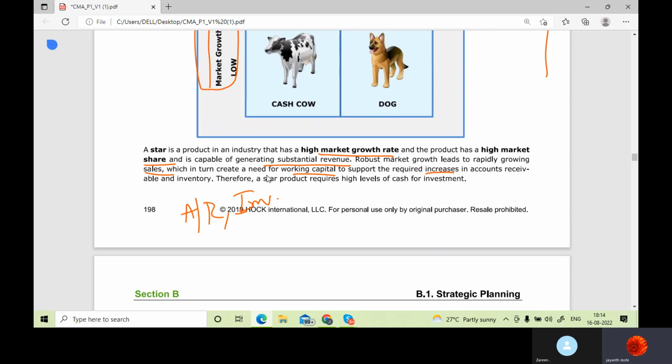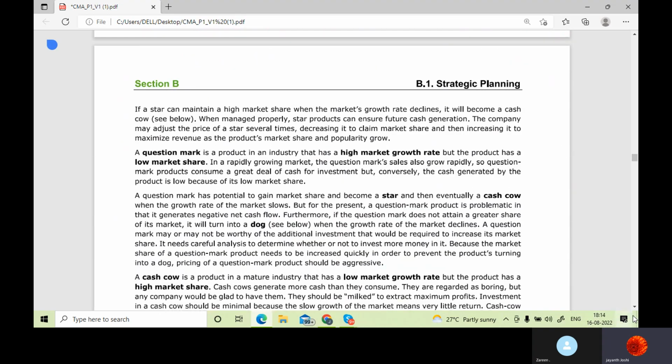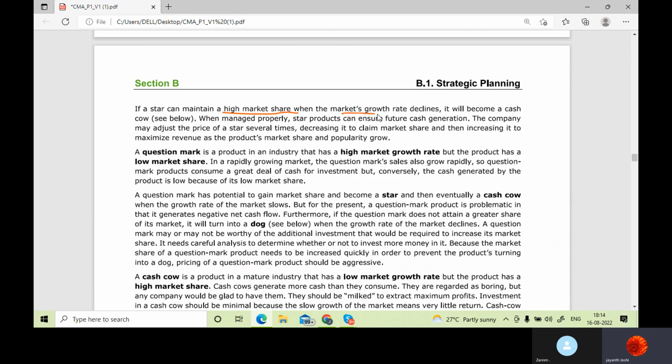And for such high sales, you should have more working capital, or you have high working capital requirements to support the increase, because you will be selling the goods on credit basis to your customers, to raise more and more sales, and you also require more and more inventory. So you want more working capital. Therefore, a star product requires high levels of cash flow investment. So if a star can maintain a high market share when the market growth rate declines, it will become a cash cow.